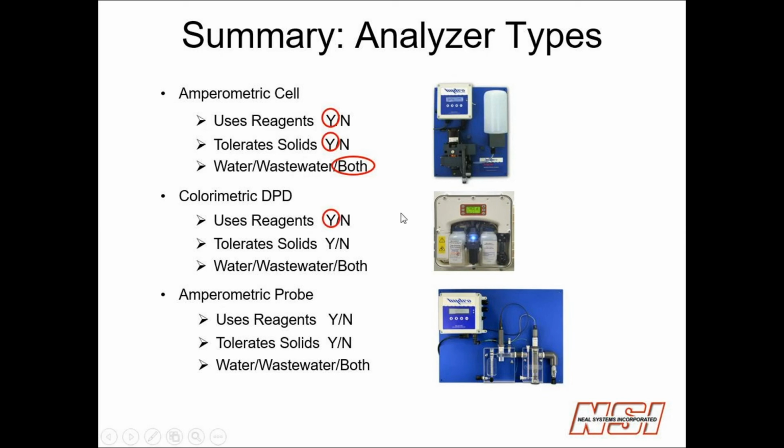Colorimetric DPD, it does use reagents, does not tolerate solids, and it's mostly used for water treatment. And your amperometric cell probe type does not use reagents, does not tolerate solids, and it's mostly used for water treatment.